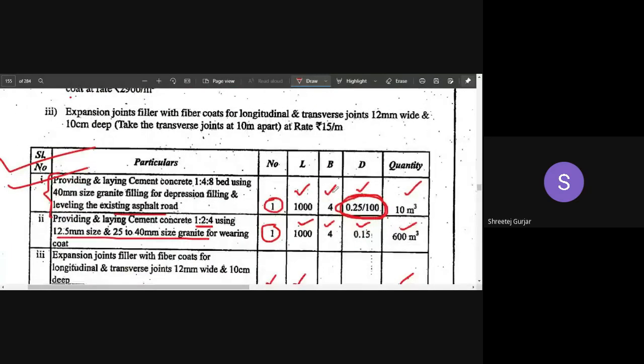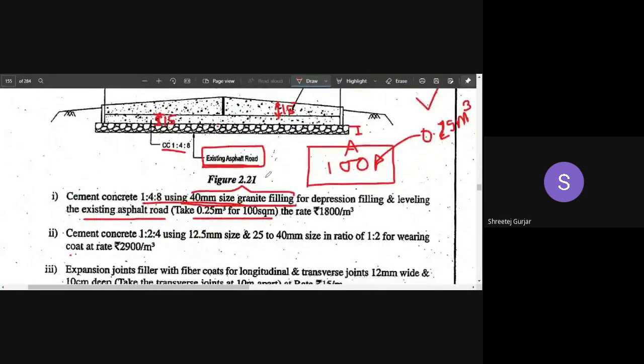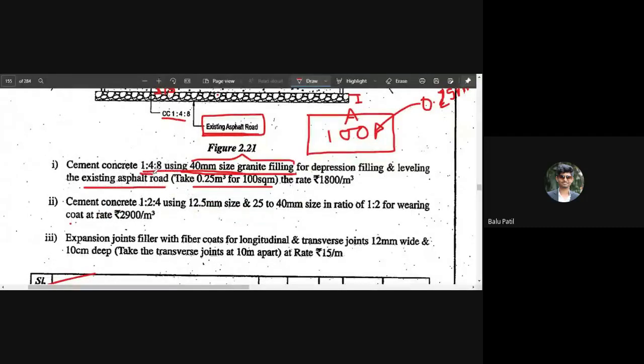The main part we are concerned with is calculation. Do not go wrong here. Even if you write something wrong over here, it is no problem. The main thing, your material quantity should be correct. So this is for cement.